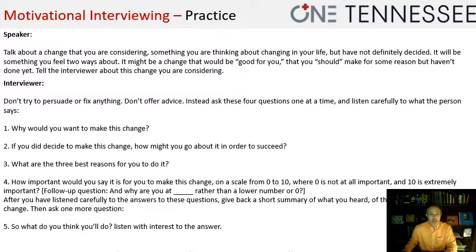Third, what are the 3 best reasons for you to do it? And then finally, how important would you say it is for you to make this change on a scale from 0 to 10, where 0 is not at all important and 10 is extremely important? Then follow up that question. And why are you at a certain number rather than a lower number?